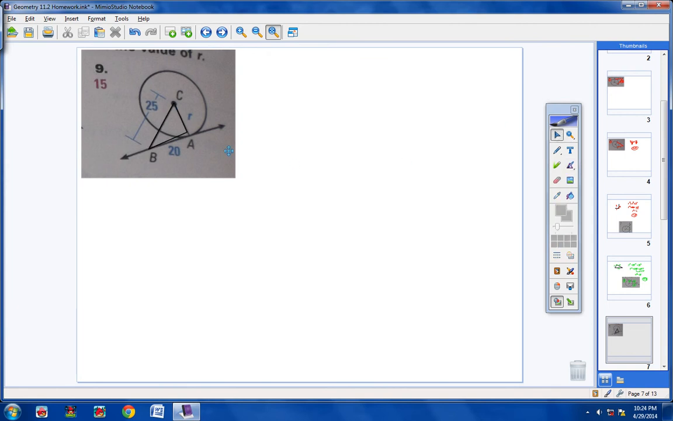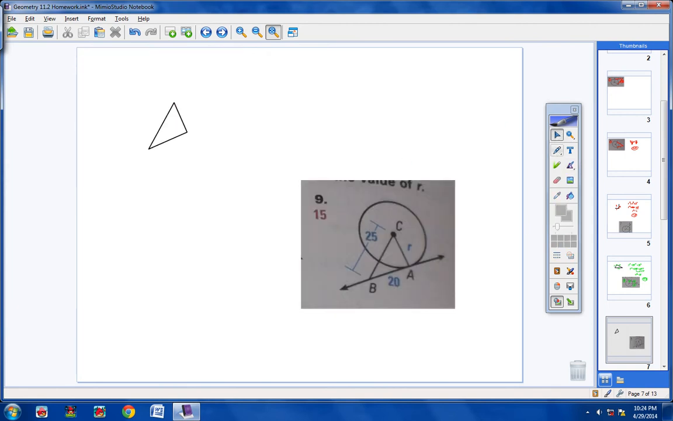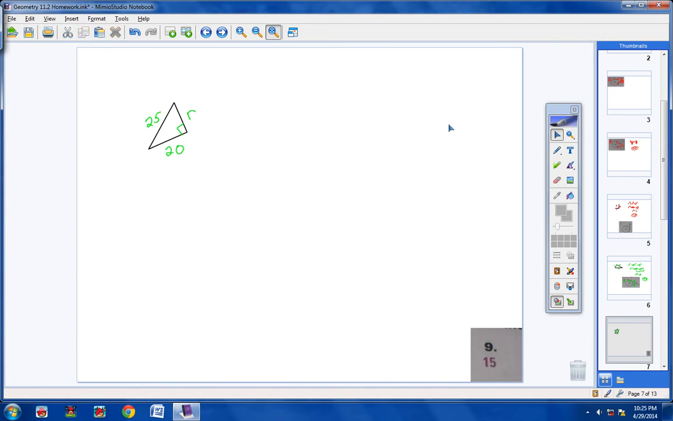And now let's label the pieces. We have a right angle here. This would be 25. This would be r, and this would be 20. So it's really redundant, but it's the exact same problem 3 times in a row. So what we have is one leg is r squared, the other leg is 20, so 20 squared, and the hypotenuse is 25 squared. Okay?